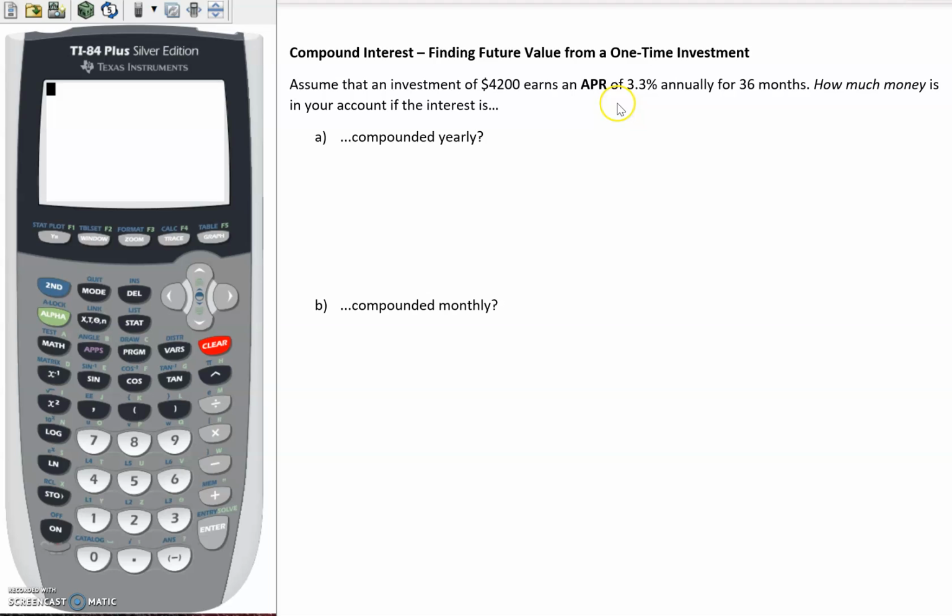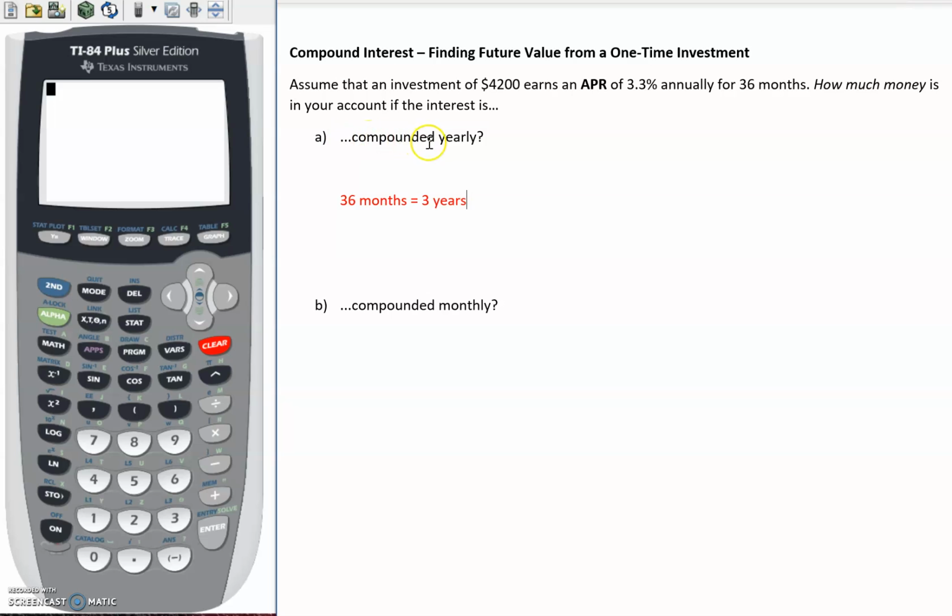We have an APR of 3.3%. And then be careful about the units on this last one. We're looking at 36 months. So it might be the case that we want to use 36 months, but it may also be the case that we want to convert this to years. It really just depends on what the scenario is.